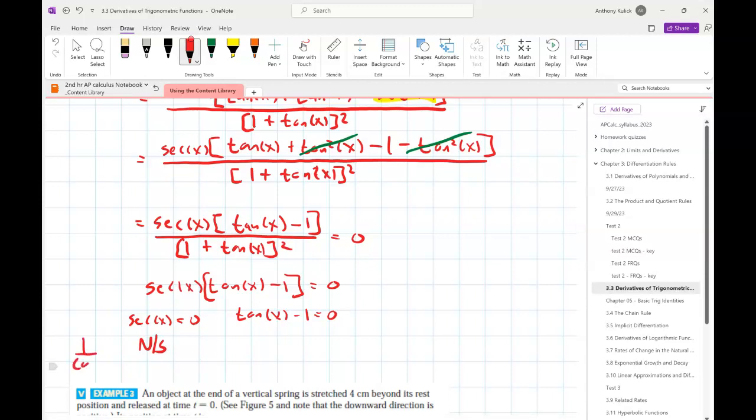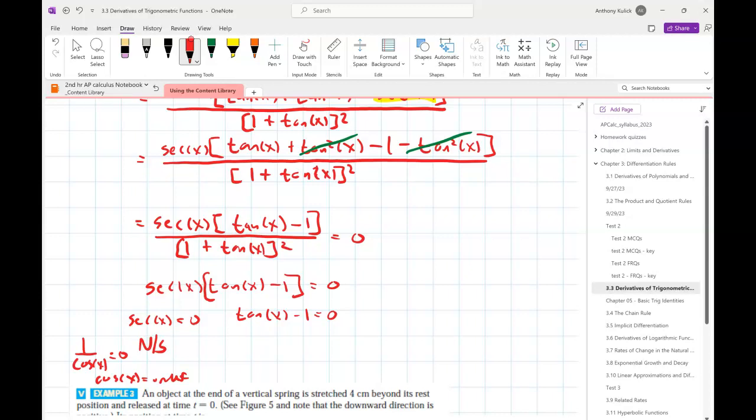Why? Well, secant's the same as 1 over cosine, right? So this would be the same as cosine x equaling undefined, right, when you do the reciprocal of both sides. And cosine x is never undefined. Emma's like, ugh, so mad at you right now.